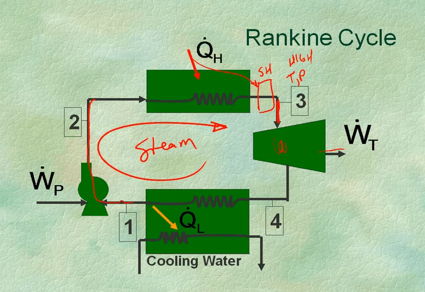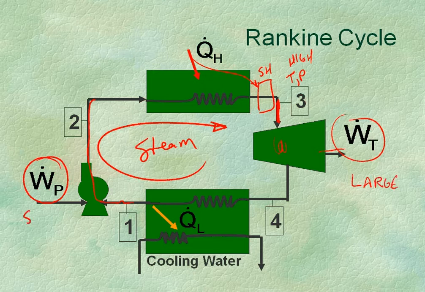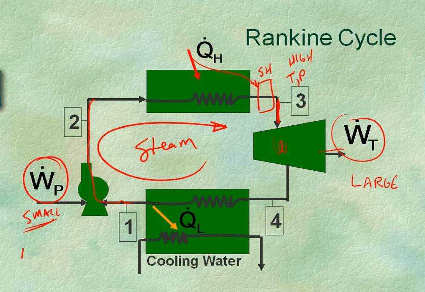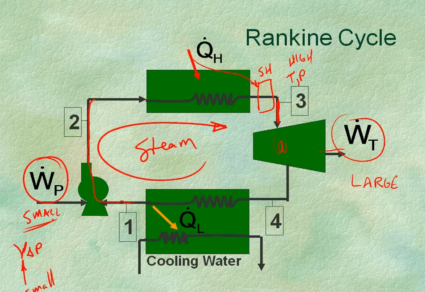Now one of the main differences between a Rankine cycle and a Brayton cycle is that this is very large, because we're expanding a gas. This is very small, because we're compressing a liquid, and it takes very little power to compress a liquid, because you've got this V delta P thing coming on, and the V is very small for a liquid. So this pump work is going to be relatively small compared to this very large turbine output. We use cooling water to remove the heat in the cycle.